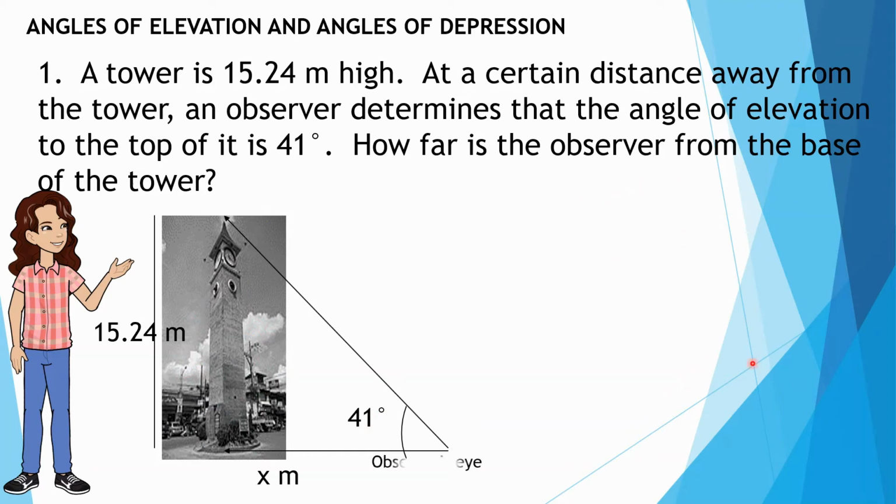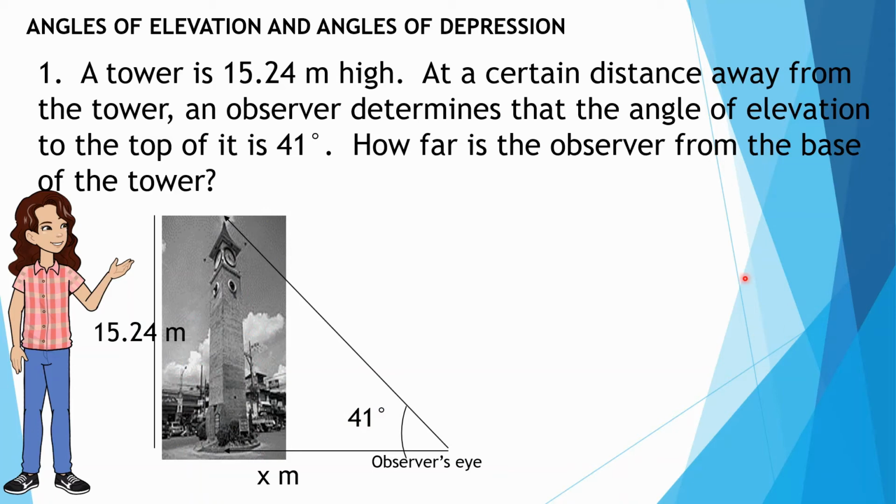So this is the observer, the observer's eye. How far is the observer from the base of the tower? This will become your x. Let us find the measure of x. And this is the 41 degrees, this is the angle of elevation. Okay, how can we solve this?